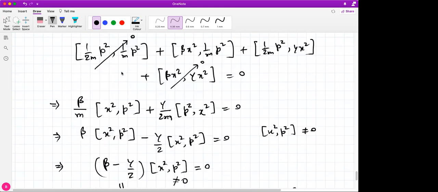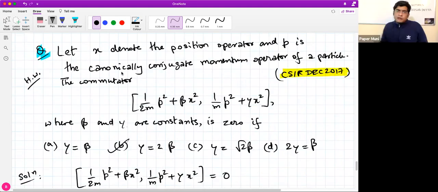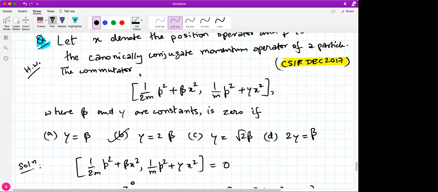Sir, in this question, what is the phrase canonically conjugate momentum operator called? When you do classical mechanics, we call this canonically conjugate. Now we have to define things there. This is just a name given to it. So just don't worry about it. That x and px are called canonically conjugate. This is a classical mechanics term when you do Lagrangian and Hamiltonian. I'm not getting into that right now, so don't worry about it.